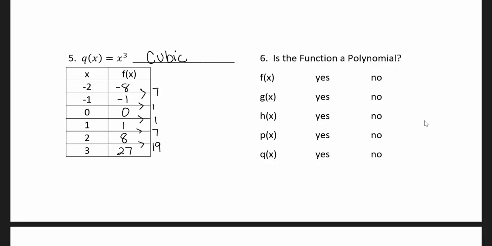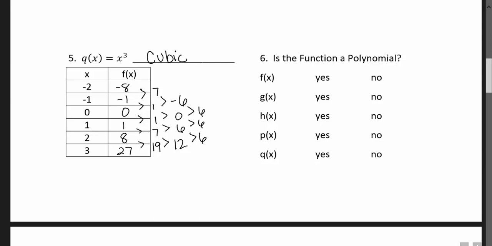So now I need to look at the second difference. I have decreasing by 6. I have 0. I have adding by 6. And I have 12. This is 6. This is 6. This is 6. It has a third difference. So from the table, I know that this is cubic because I have a third difference.